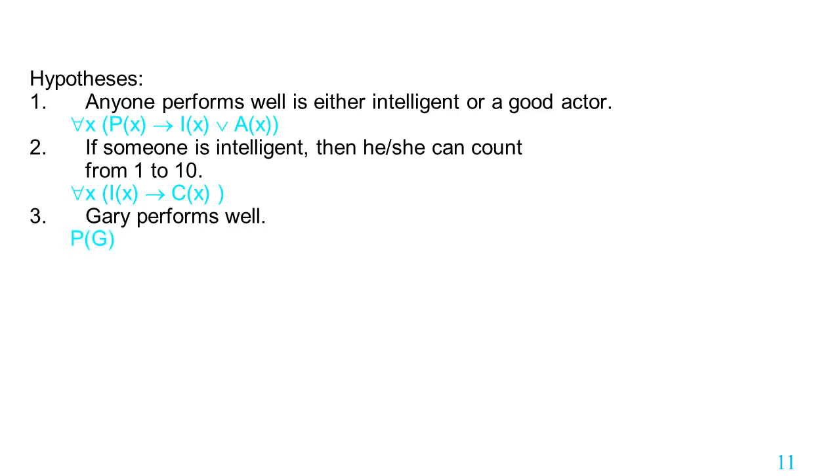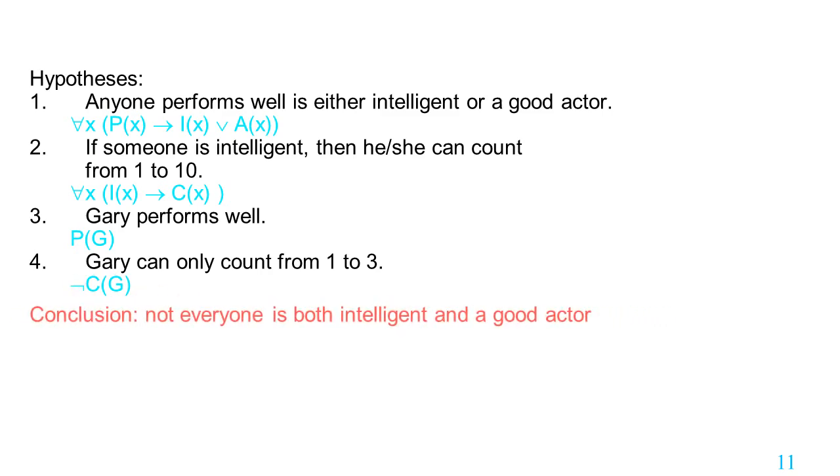Gary performs well. Gary performs well means Pg. This is an instantiation of the statement Px. Gary can count only from 1 to 3. That is, he cannot count from 1 to 10. So here the not operator is used. Conclusion: not everyone is both intelligent and a good actor. That is, the conclusion is for all x, Ix and Ax, and it is not true. So it is ANDed.